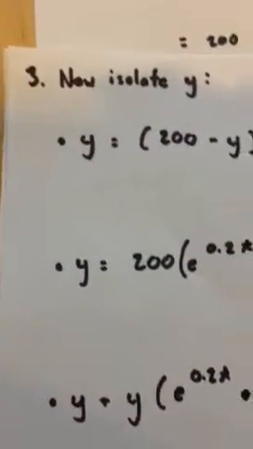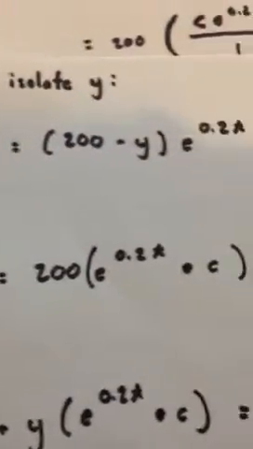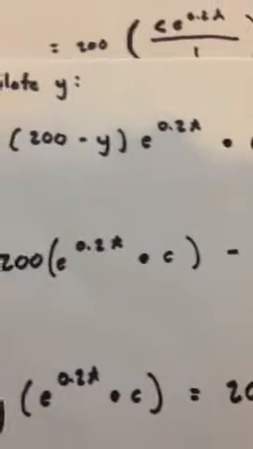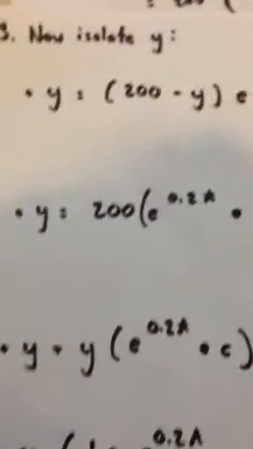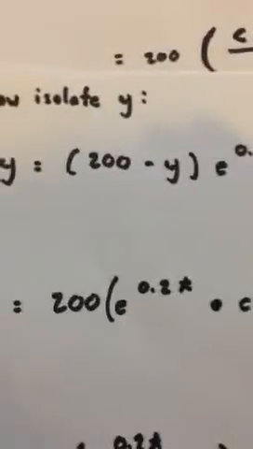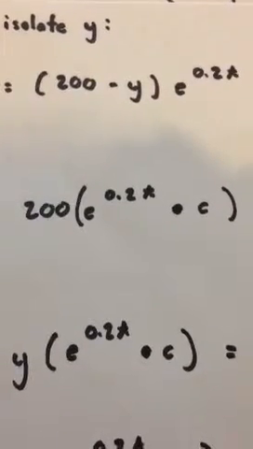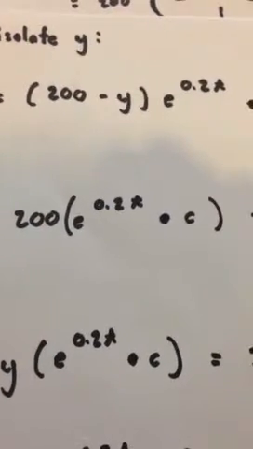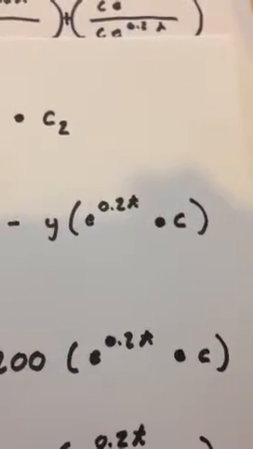This next step is a marker, just to separate it out. This is the most important step: you isolate that y. So you multiply that denominator you had, 200 minus y, over to the other side, and you get y equals 200 minus y times e to the 0.2t times c2. And then you can break it down. You can apply this value here to each of the terms inside of this binomial. So you have this 200 e to the 0.2t times c, and then you have a negative y with that on the inside as well.